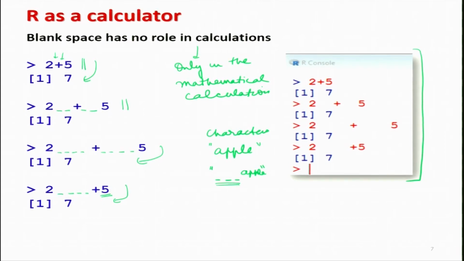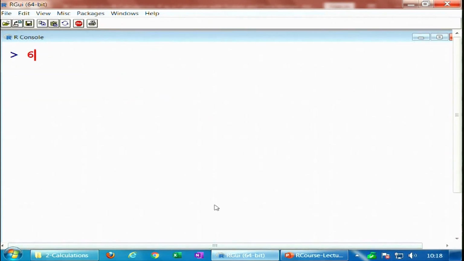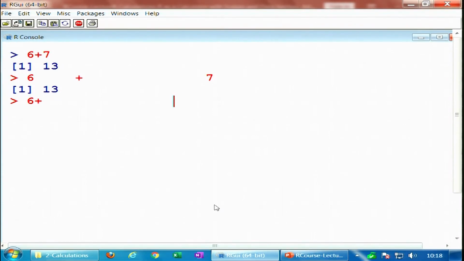So, the bottom line you have to understand here is that the blank space has no role when we are doing mathematical calculations. And if you want to see it on the R console also, I can show you. If you look at 6 plus 7, I have not given any space, but if I give this many spaces, 6 plus 7, you can see this is again 13. Or even if I give no space in the first shot and then so much space on the right hand side of the operator, that is again going to be 13. And yeah, this is true with all the operators.